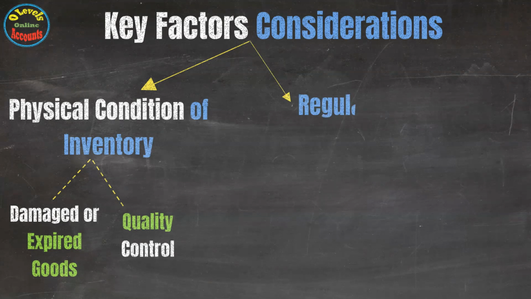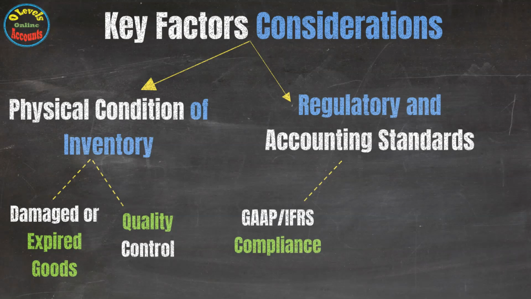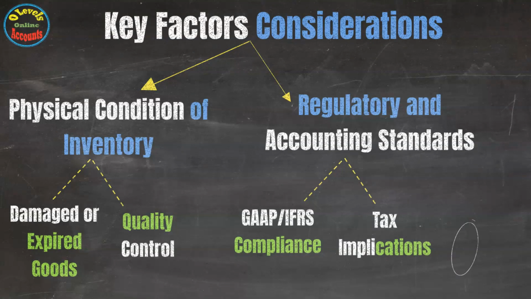The fifth factor is regulatory and accounting standards. In this factor, we have two subpoints. The first one is GAAP or IFRS compliance. This ensures that the chosen valuation method complies with generally accepted accounting principles or international financial reporting standards during the process. The second subpoint is tax implications. Different valuation methods can impact taxable income, so understanding the tax implications is critical during the selection.